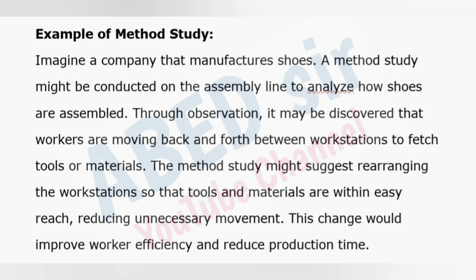Example of method study. Imagine a company that manufactures shoes. A method study might be conducted on the assembly line to analyze how shoes are assembled. Through observation, it may be discovered that workers are moving back and forth between workstations to fetch tools or materials. The method study might suggest rearranging the workstations so that tools and materials are within easy reach, reducing unnecessary movement. This change would improve worker efficiency and reduce production time.